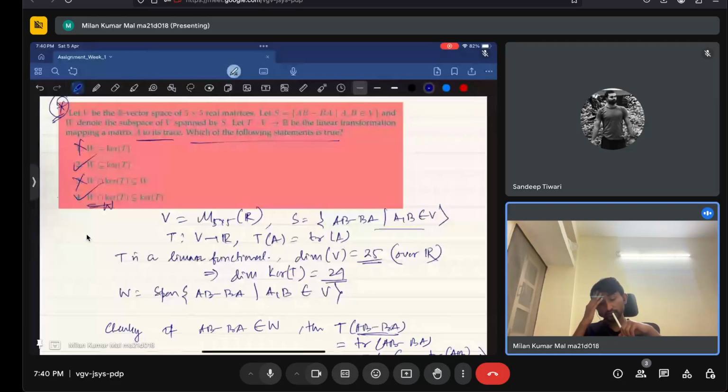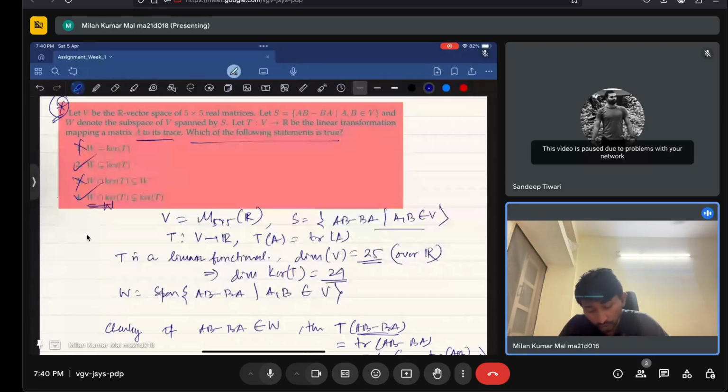Why is the following correct? One thing is clear: W is a subspace of the kernel of T. Whenever W is a subspace of the kernel of T, if this is true, then this has to be true. I mean, which two options will always be correct?